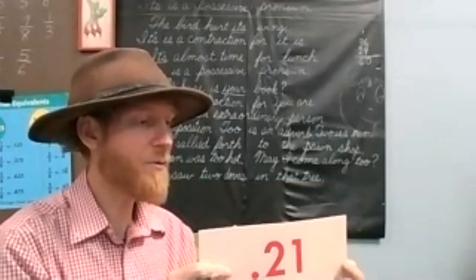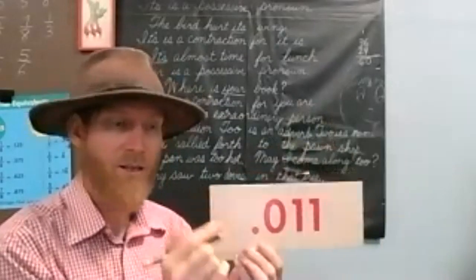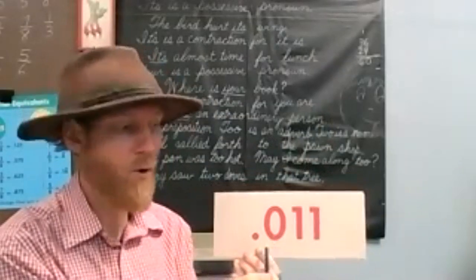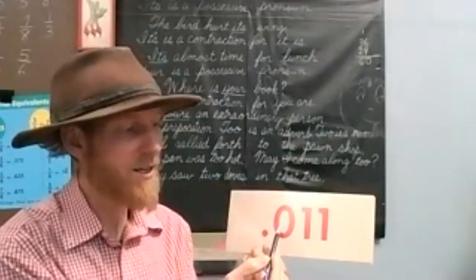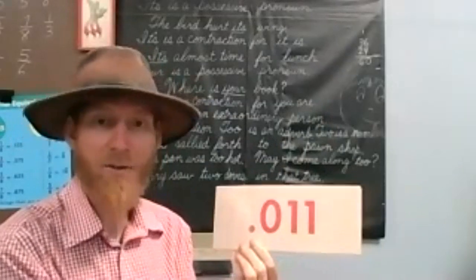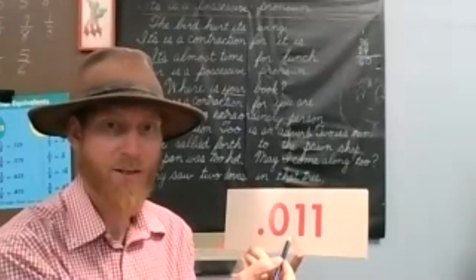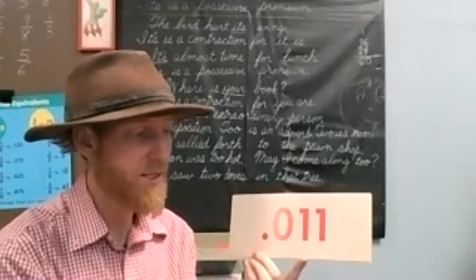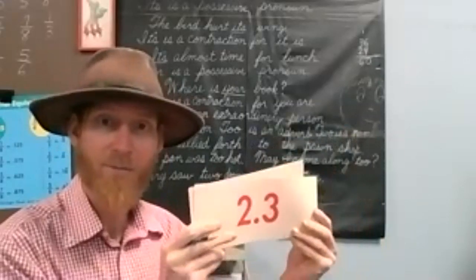Same is true with, let's go to this one here, 0.011 or 11 thousandths, right? Tenths, hundredths, thousandths, right? 11 thousandths. This is part of a number, but not a whole number. Something really important to think about with this. However, let's look at the next one.